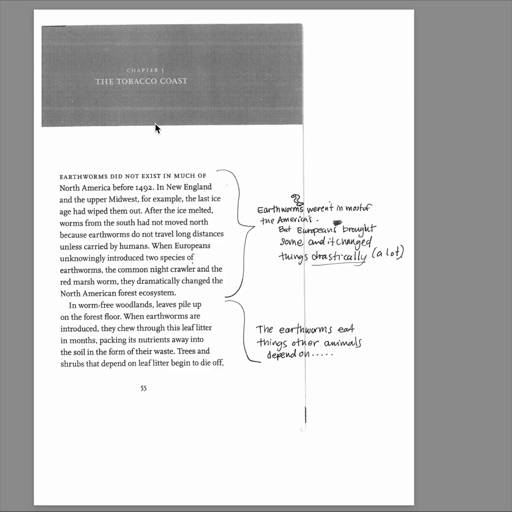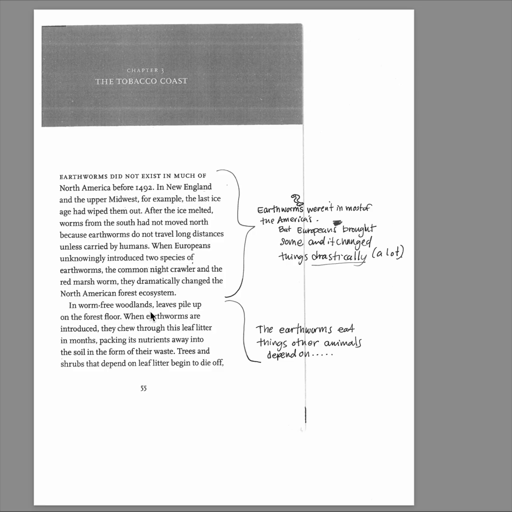Chapter 3, The Tobacco Coast. Earthworms did not exist in much of North America before 1492. In New England and the upper Midwest, for example, the last ice age had wiped them out. After the ice melted, worms from the south had not moved north because earthworms do not travel long distances unless carried by humans. When Europeans unknowingly introduced two species of earthworms, the common nightcrawler and the red marshworm, they dramatically changed the North American forest ecosystem.